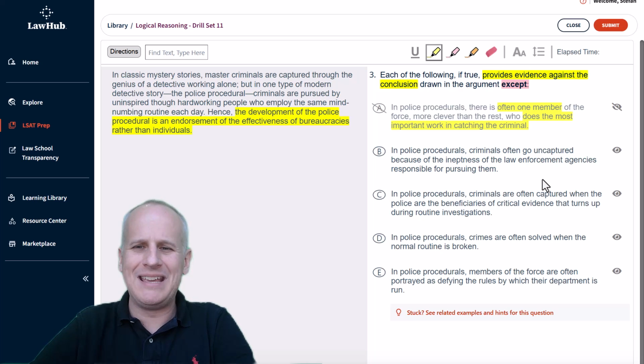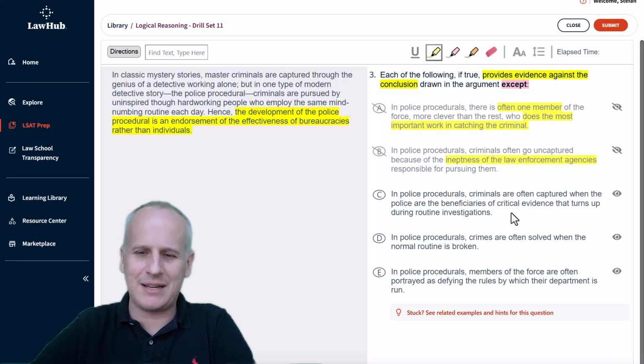Continuing on to choice B, in police procedurals, criminals often go uncaptured because of the ineptness of the law enforcement agencies responsible for pursuing them. Well, if the agencies, the bureaucracies, are inept, then it's probably better for the individual to do the detective work. So again, B would directly weaken that conclusion in yellow. We can eliminate it because we're looking for the exception.